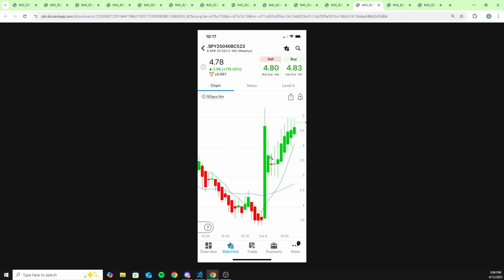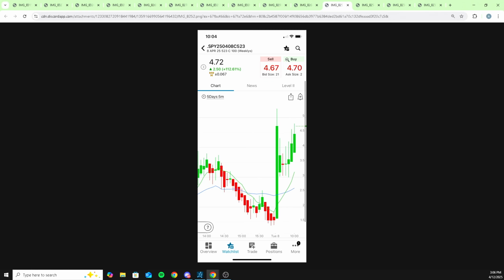That's why I like to wait for that pullback. And if we don't get it, we don't get it. You just have to pick your good risk to reward trades. And if it's not there, it's not there. So that was the trade that we did take.